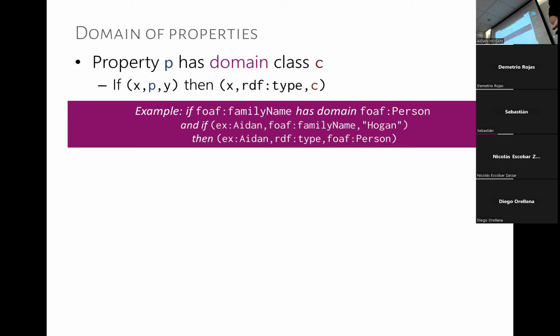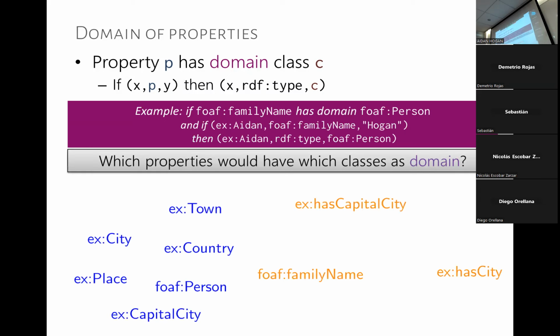Now, one could argue that's not the case. That's fine. Then you wouldn't define that. Yeah. You wouldn't state this. So which properties would have which classes as domain?